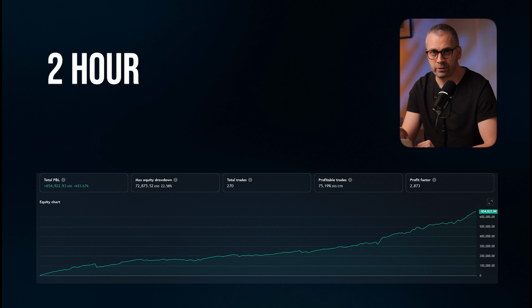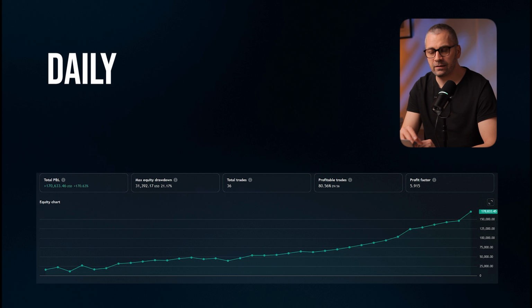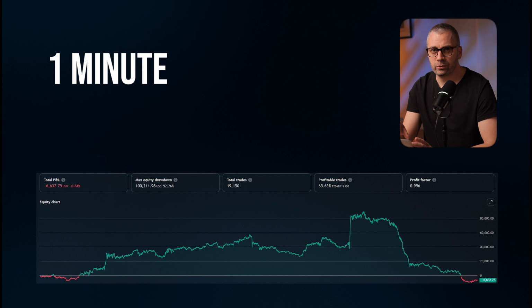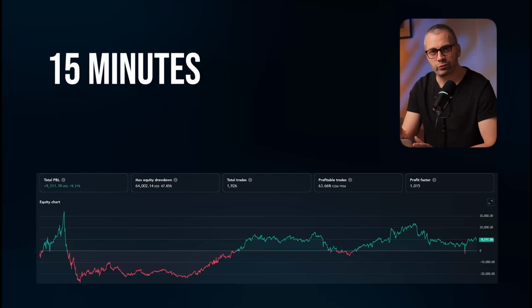And by the way, here's how the strategy performs across different time frames. The higher time frames, 2-hour, 4-hour, and daily, they all hold up well. But on lower time frames, this strategy is simply not tradable.